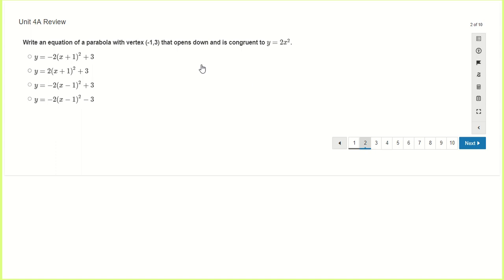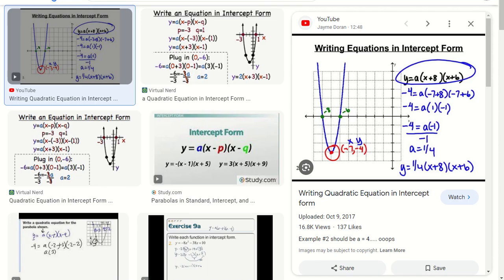So question number 2 is telling you to find the parabola that has this vertex and it opens down and it's congruent to this equation right here. So this is in vertex form. We can Google if you want on this.